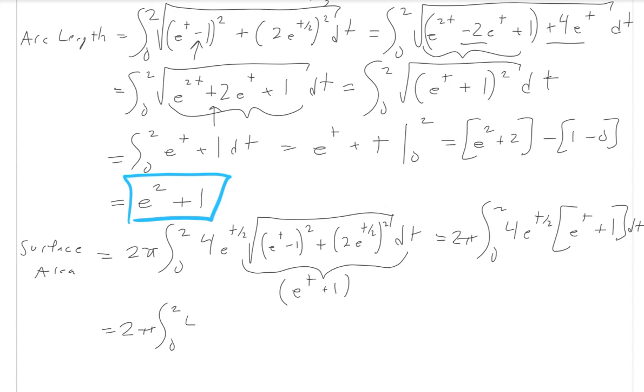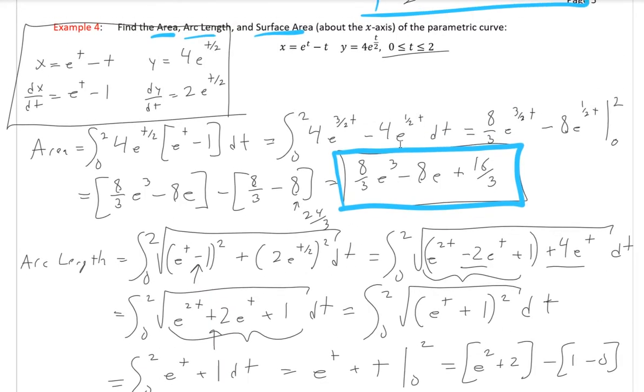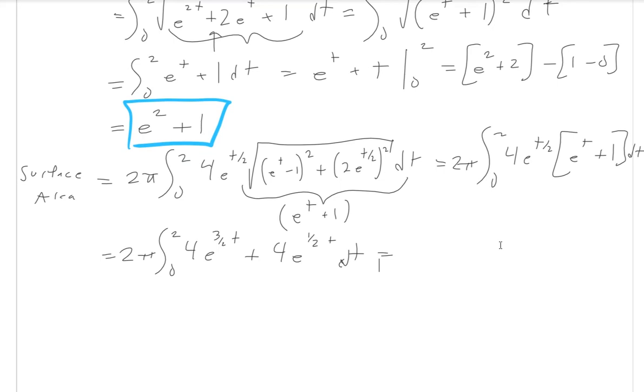So that'll give us 4e^(3t/2) plus 4e^(t/2) dt. And we get really, this is the exact same formula as before. This one had a minus in it. So, small change. Overall, though, we get 2 pi. Don't forget the 2 pi. This one's going to multiply by 2/3, so we have 8/3 e^(3t/2). Plus this is going to multiply by 2, 8e^(t/2). Evaluated from 0 to 2.